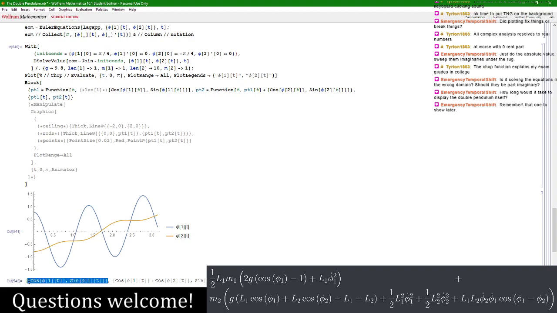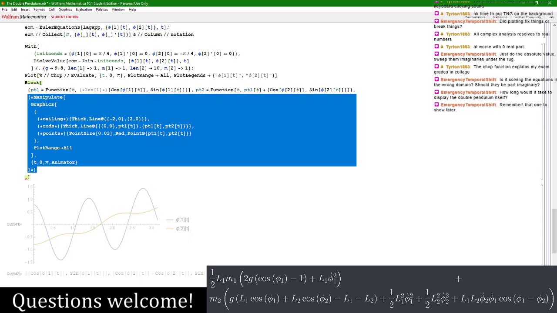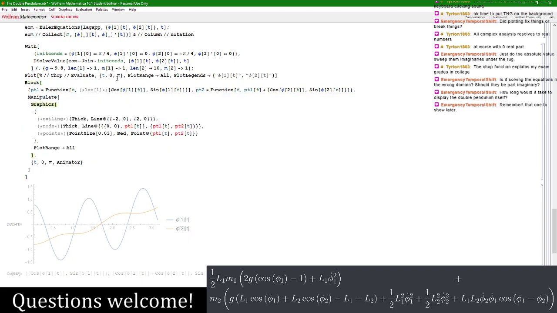Okay, so it gives us points. Oh, that is because I have not told it what the values are. Or at least that is a problem.